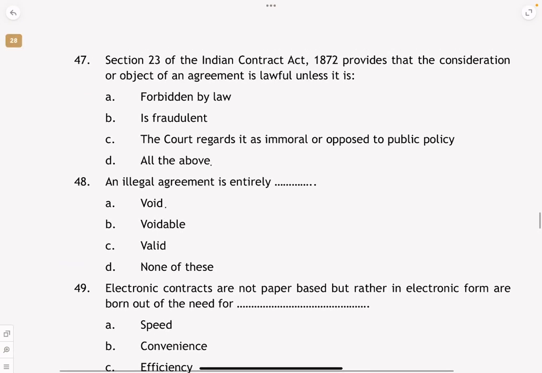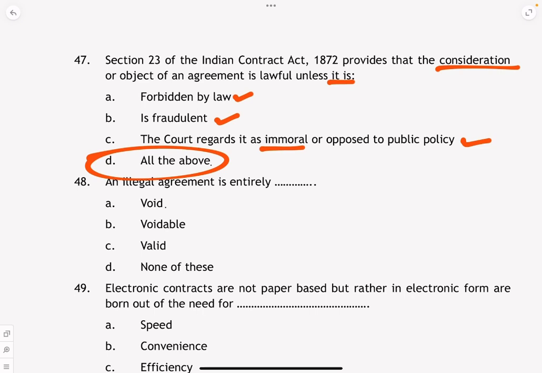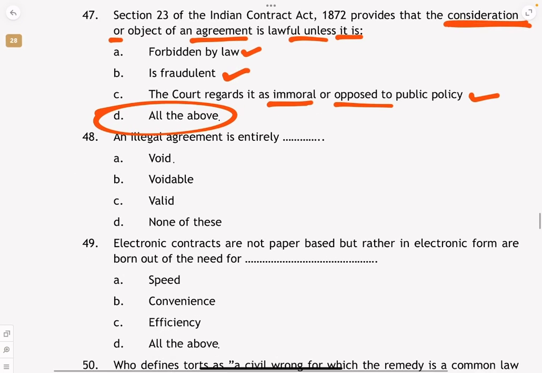Section 23 of Indian Contract Act provides that consideration or object of an agreement is unlawful unless it is what? It is forbidden by law, correct? Fraudulent, correct? The courts regard it as immoral, right? So the right answer is all of the above. The consideration or object of an agreement is unlawful unless it is forbidden by law, unless it is fraudulent, unless the court is regarding it as immoral.